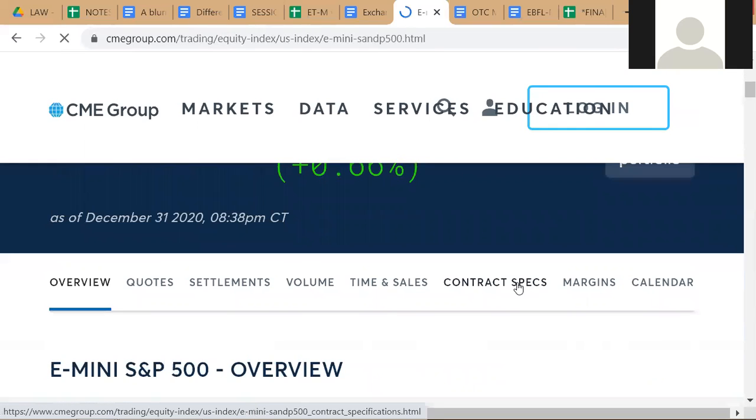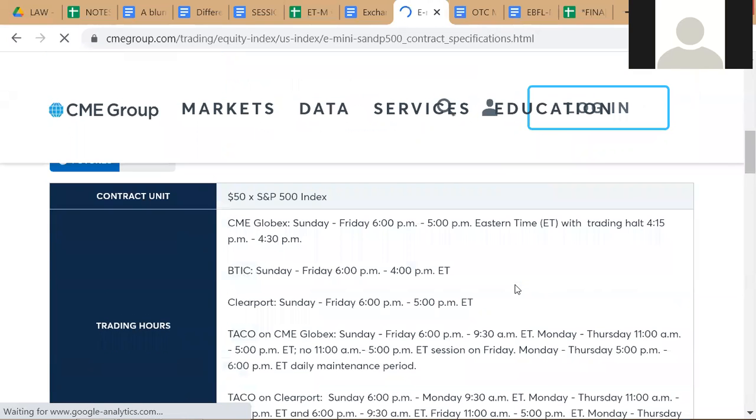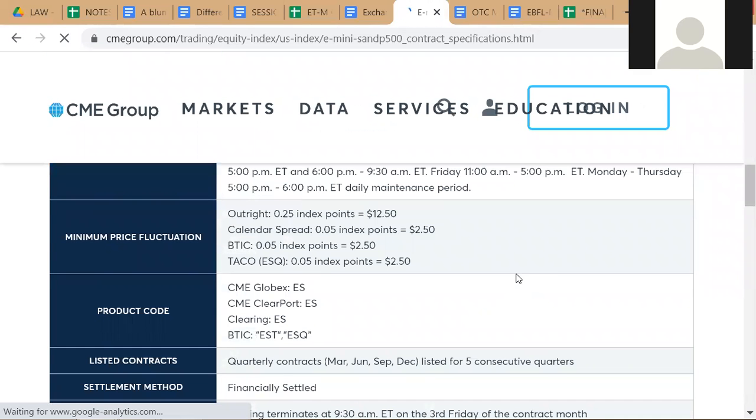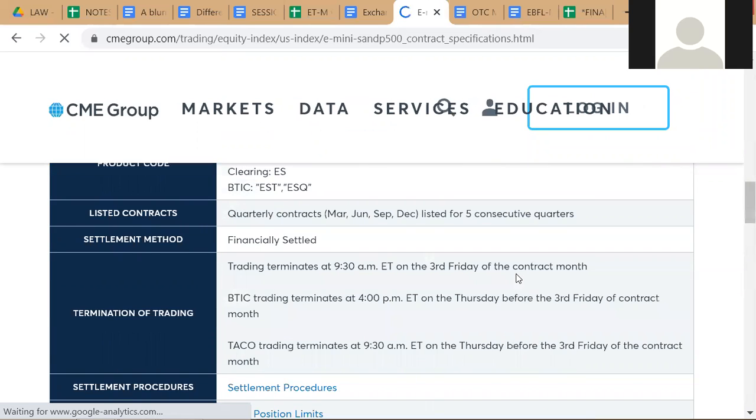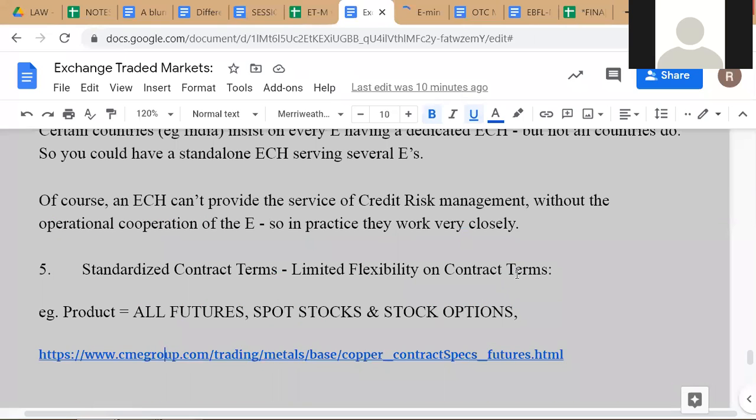And let's look at the E-mini S&P 500, ES. Let's look at the contract specs. I just wanted to show you something, which is, I want to draw a contrast, okay? So if you see here, I will paste this also into your notes for the moment. And yeah, standardized contract terms. Let's look at this and let's paste this.